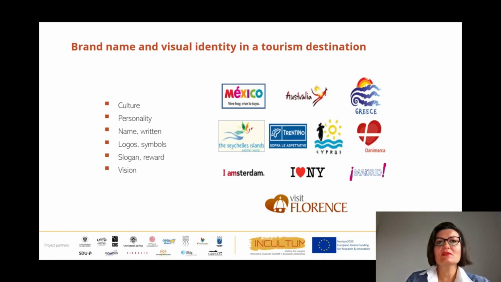In general, an effective visual identity must be convincing in representing the culture and personality of the place, but also of its people. It must have a recognizable, clear name that is easy to memorize. It can contain logos and symbols like shapes, colors, faces, and also landmarks. And it can also feature a slogan that reinforces the promise of value that the destination makes to its visitors. All these elements must be consistent with the vision that the destination has of itself and its future, but also, at the same time, with the filters tourists will apply when decoding the message. In this slide, we have some examples of logos that represent in a more or less effective way the visual identity of a set of destinations.